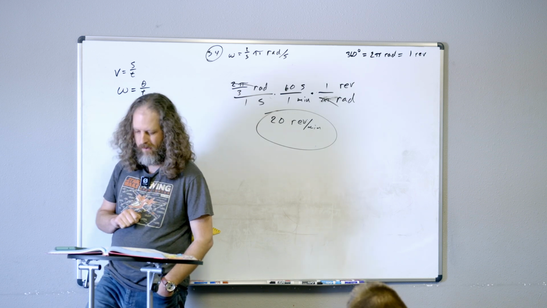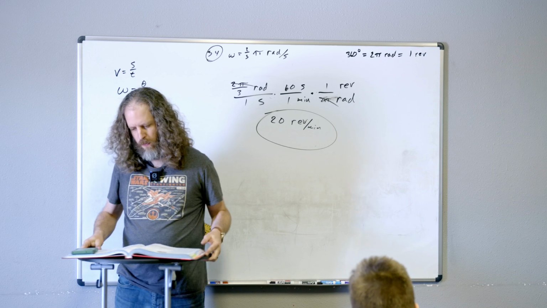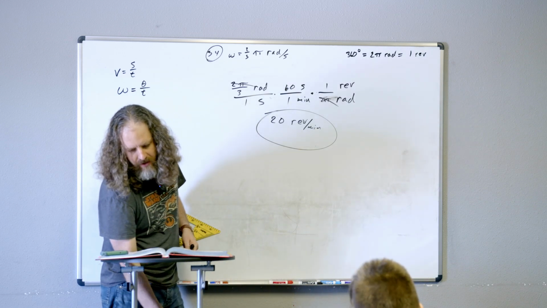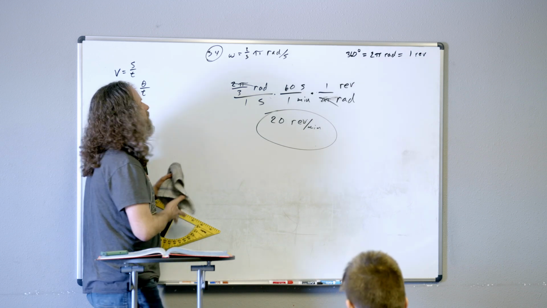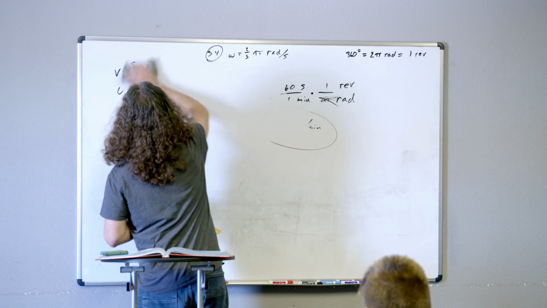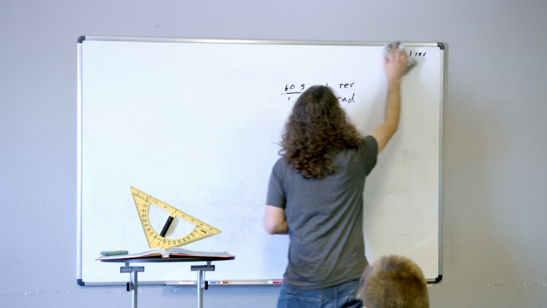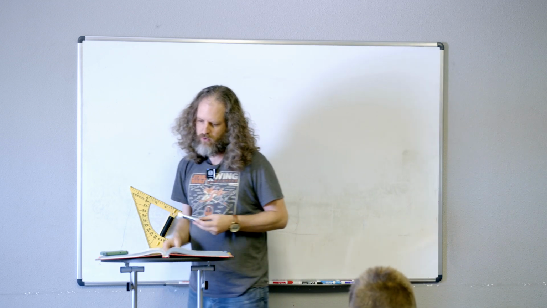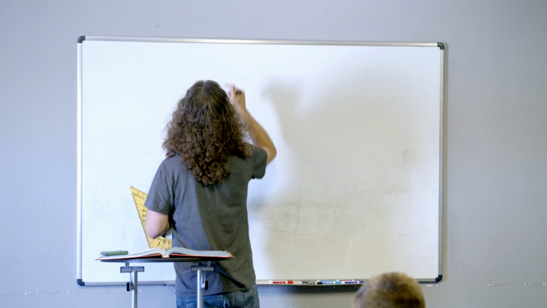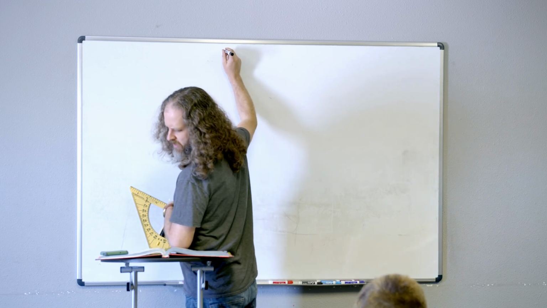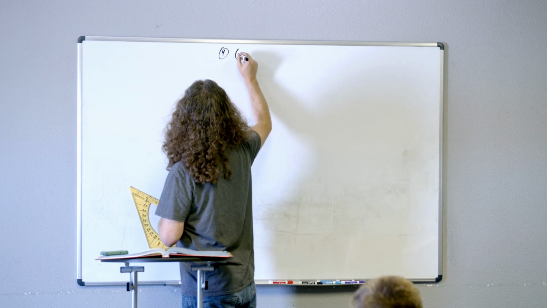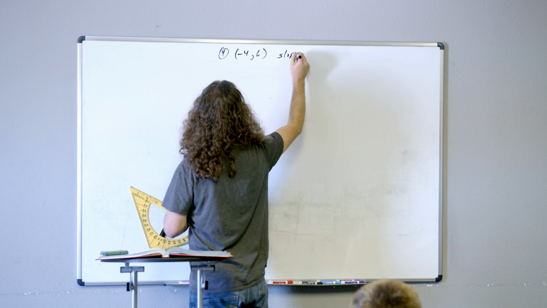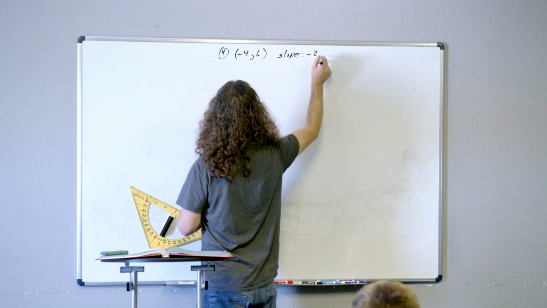Number 4? Sure. Number 4. We're supposed to write the equation of the line that passes through the given point and has the given slope. Okay. Given point is 2, 4. No, that's number 2. The given point is negative 4, 6. And the slope is negative 2.